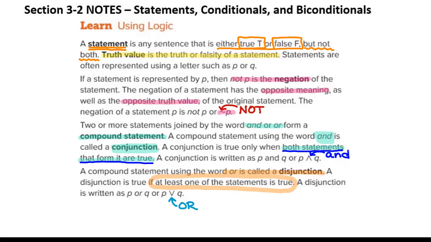So in order for a disjunction to be true, we only need one part of the statement to be true. So if I were to say, I am wearing a black sweater or I am holding a yellow folder, that would be true. One of those statements is true, so the whole disjunction is true. With an and, I need both parts to be true. With an or, I just need one part to be true. They can both be true, but they don't have to both be true for an or to be true.